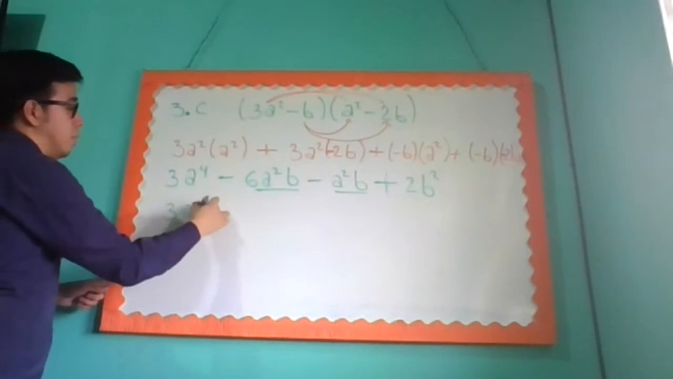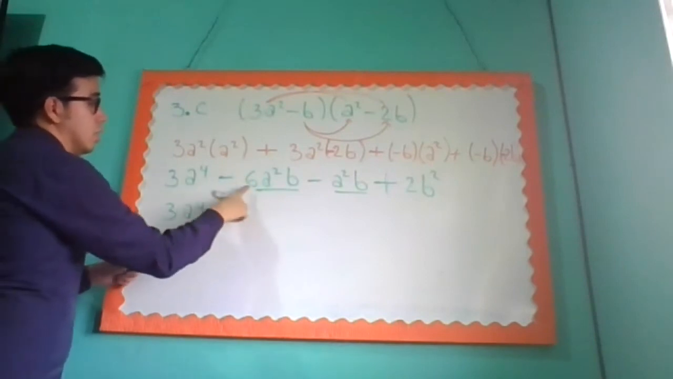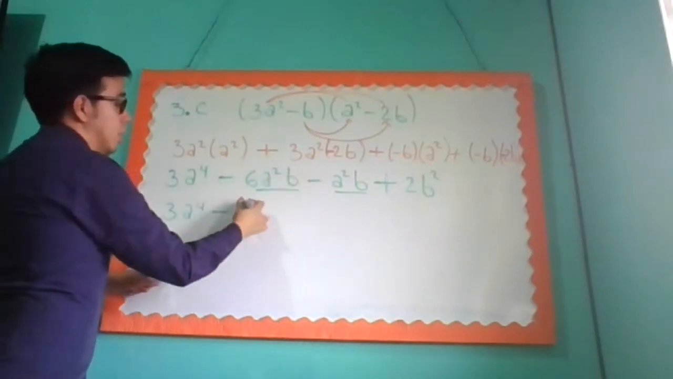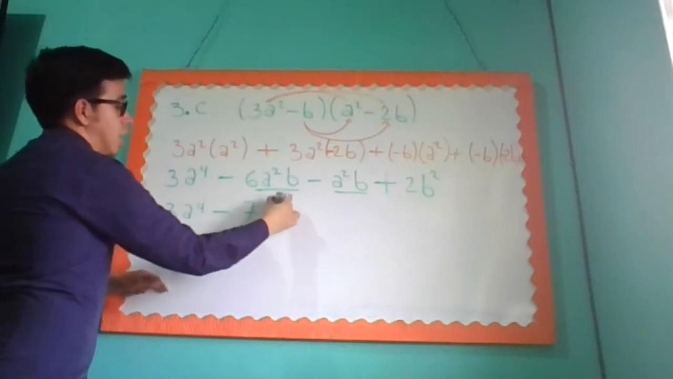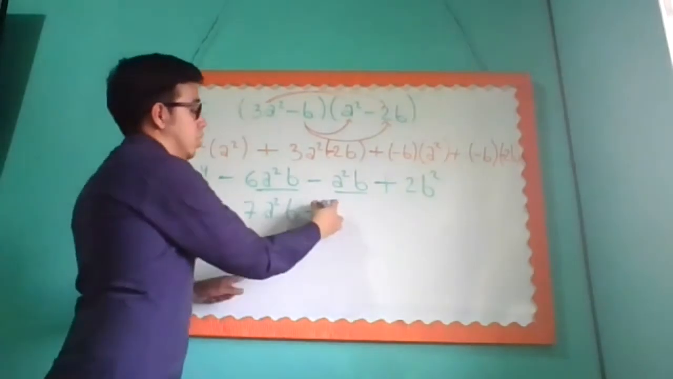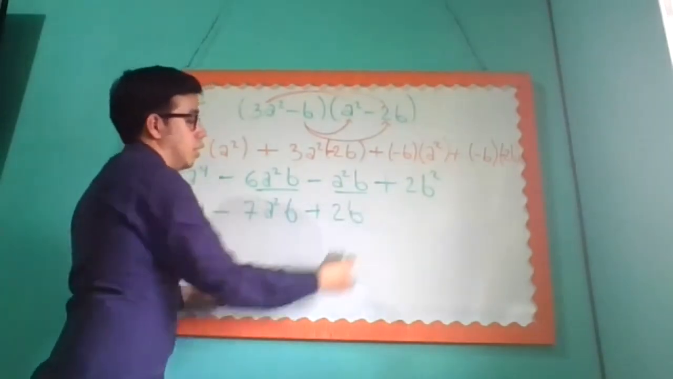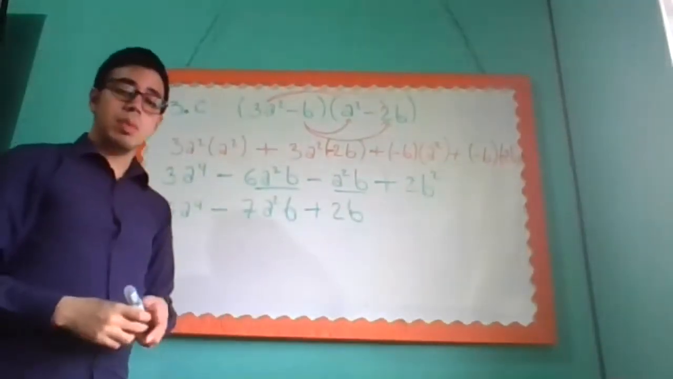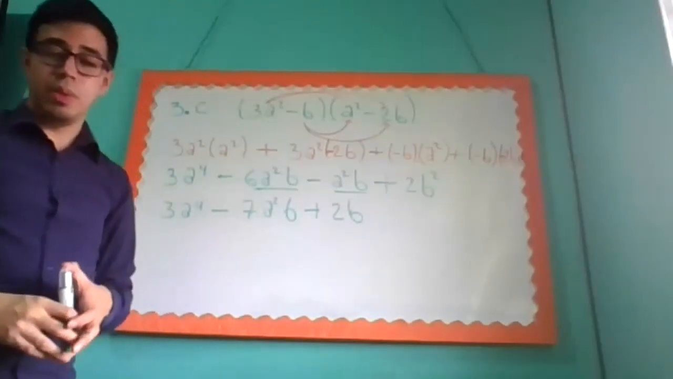3a to the power of 4 minus 6 and 1, 7, a to the power of 2 b. It's an addition with negative numbers. Plus 2b. Okay? So that's what we have for the last example.